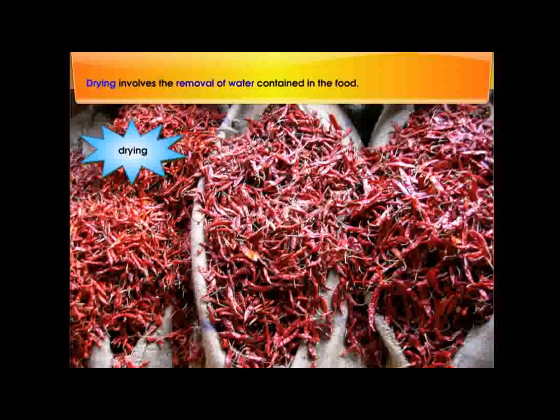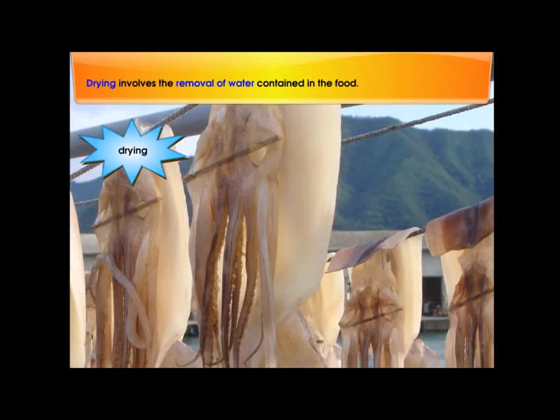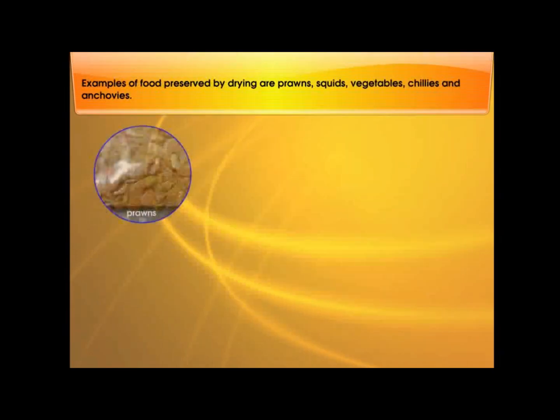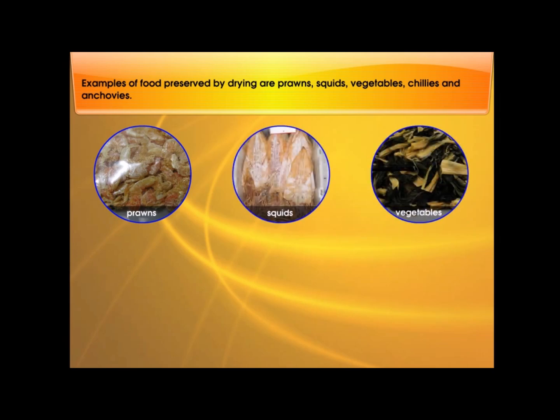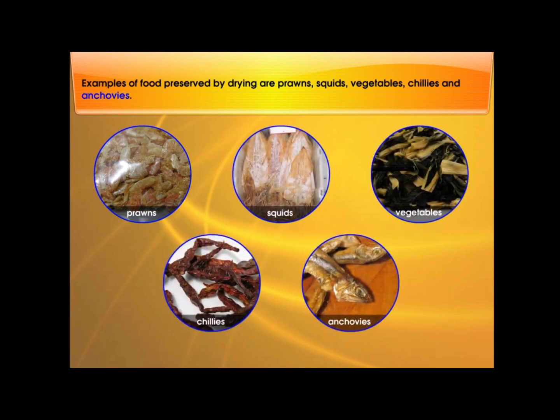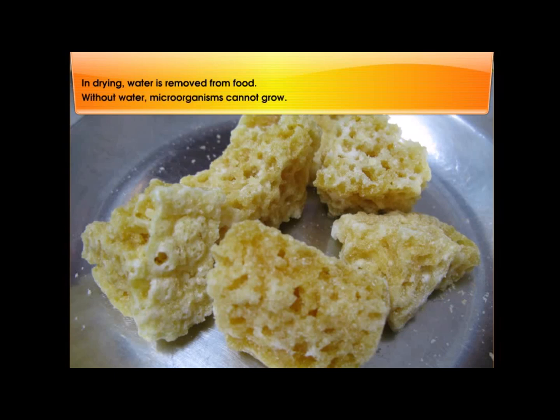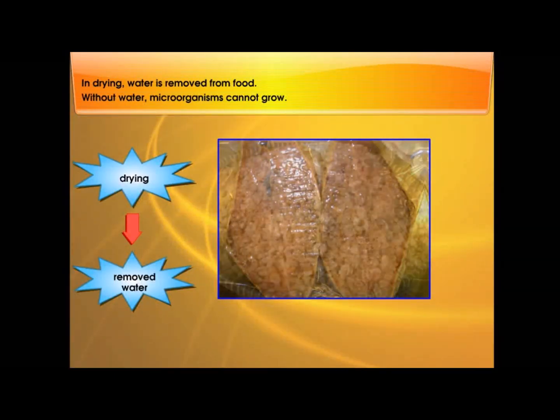Drying involves the removal of water contained in the food. Food can be dried under the sun or in an oven. Examples of food preserved by drying are prawns, squids, vegetables, chilies, and anchovies. In drying, water is removed from food. Without water, microorganisms cannot grow.